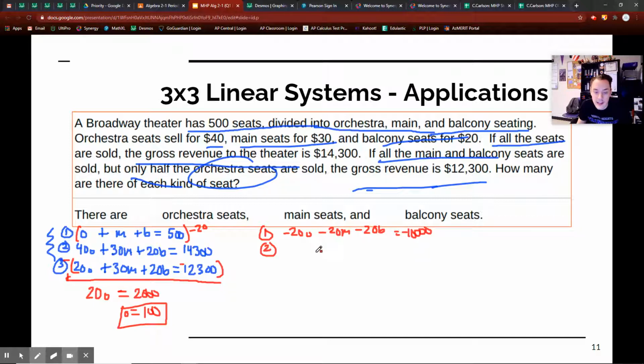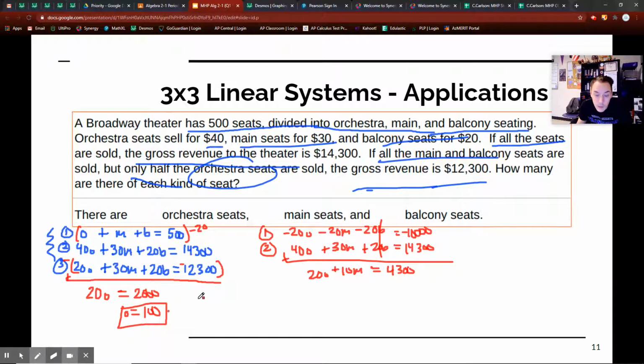And then of course my second equation stays the same. I don't want to eliminate O because I want to plug O in, my orchestra, and then plus 30M, and then plus 20B equals 14,300. So now when I add these, the B's go poof. This is going to become 10M and then 20O. And then this actually equals 4,300.